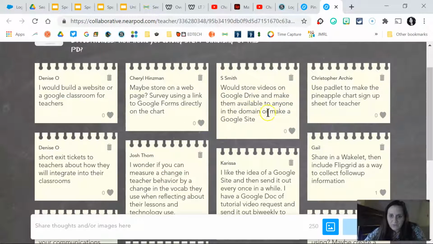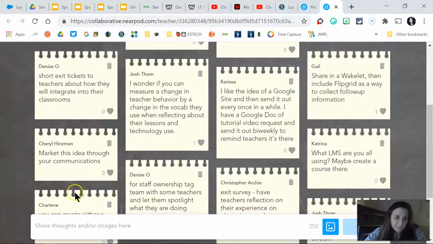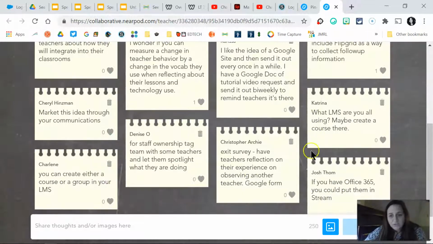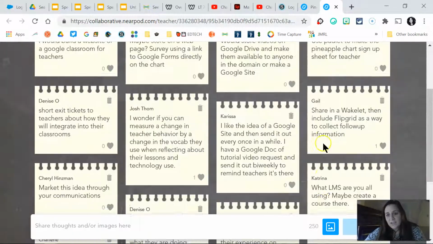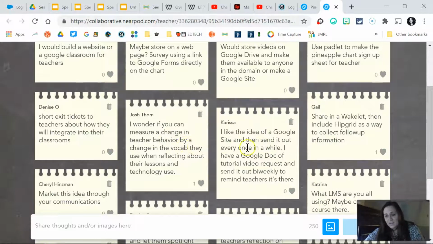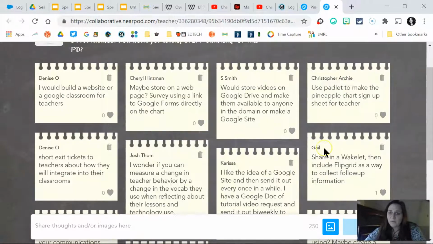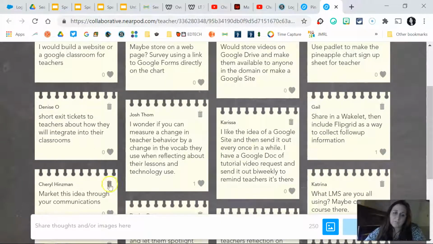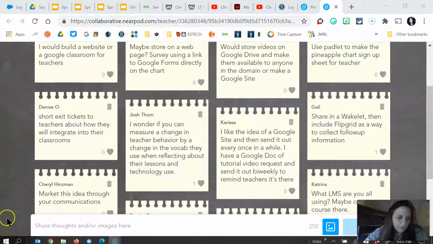I would store videos on the Google Drive and make them available to anyone in the domain, or make a Google site, use Padlet to make the Pineapple Chart sign-up sheet for teachers, which I thought was a really interesting idea for this project. And so you can see here that by asking other people, it can really feed what my next steps are for the project.